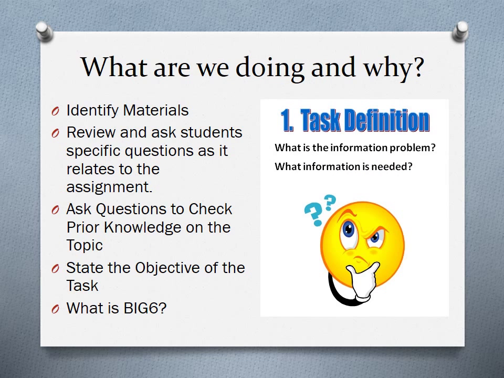For our task, we're going to identify what materials are going to be used. We'll review and ask students specific questions as it relates to the assignment. We'll also ask questions to check prior knowledge on the topic to see if students have done something similar to this particular project. We'll state the objective of the task, let students know what we're doing and why we're doing it. And we'll also let them know what Big Six is and why it's important in the educational process or the learning process.